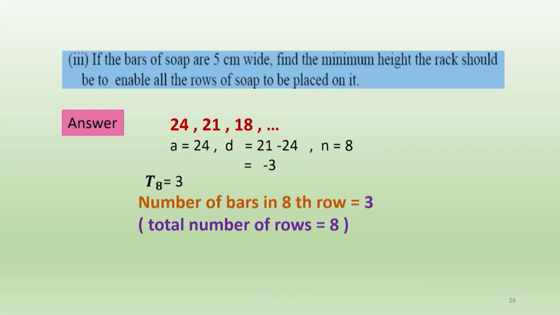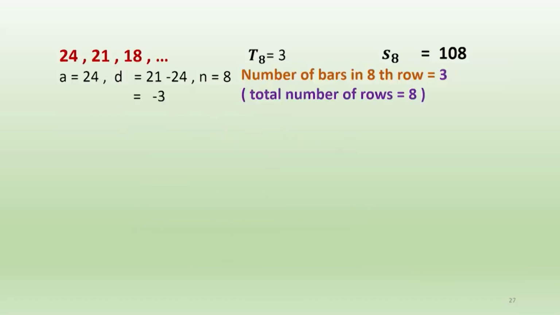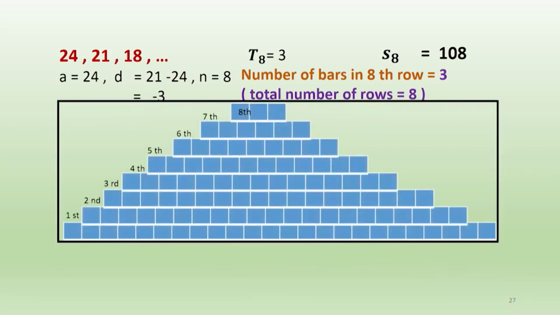So we are going to find the height of the rack. Then we know the total number of soap bars: here there are 108 soaps. Now we are going to find the height of the rack. To do that, I have represented it using a diagram. Look at that. In the first row there are 24 soaps, and the next rows have 21, 18.